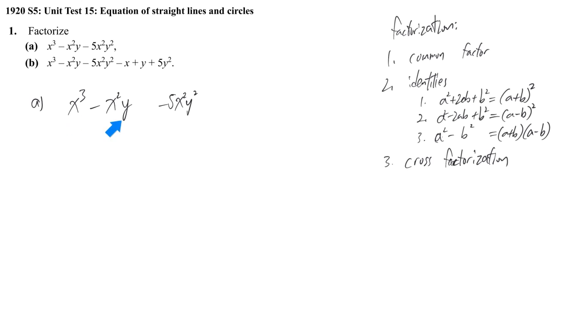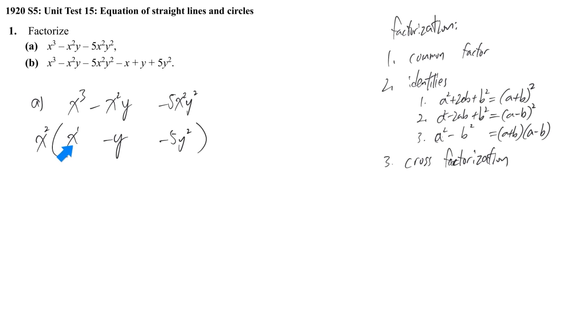Every term, 1, 2, 3, has a common factor which is x squared. So I can extract at most x squared from each item. The first term, take out x power of 2, so 3 deduct 2, still power of 1 is left, x power of 1. The second term, take out x power of 2, so negative y is left. The last term, take out x squared, so negative 5 y squared is left.